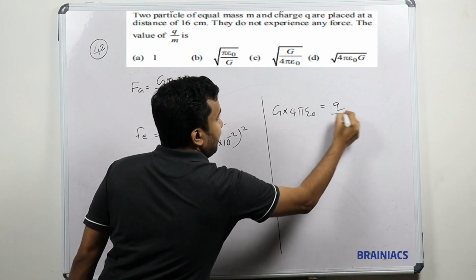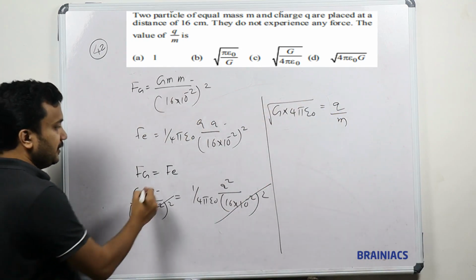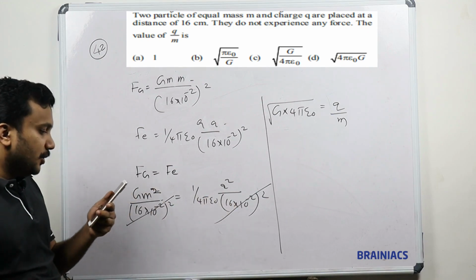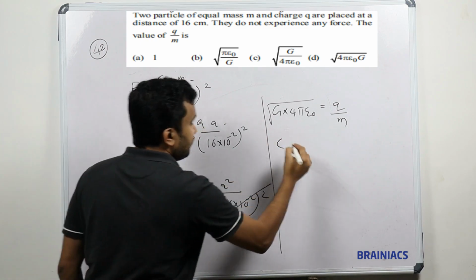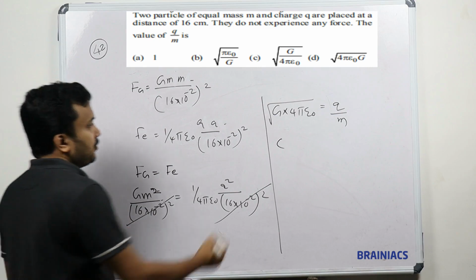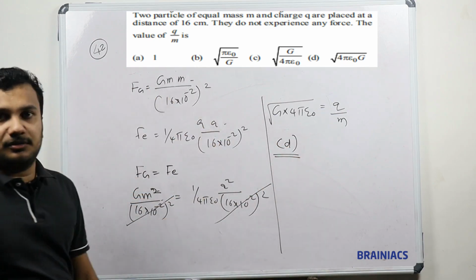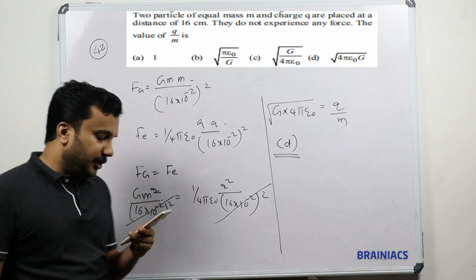So Q by M is its root. If you simplify this, M will come to the denominator, and 4 pi will multiply here. So your answer is the root of 4 pi epsilon 0 times G. This matches with which one? Option D. Your option D matches with the handout discussion question. So option D, 42 is over.